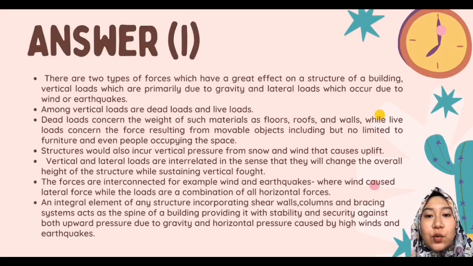This is the answer to question 1 for part 1. The question is: explain vertical load and lateral load as a type of load imposed on the frame and structure of a building. There are two types of force which act on the structure of a building: vertical load, which are primarily due to gravity, and lateral load, which occur due to wind or earthquake. Among vertical load are dead load and live load.